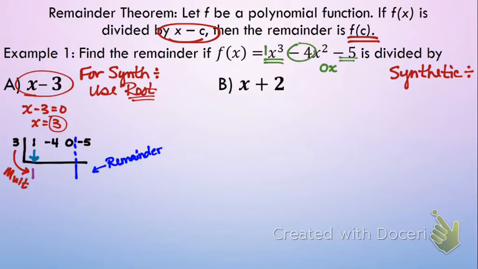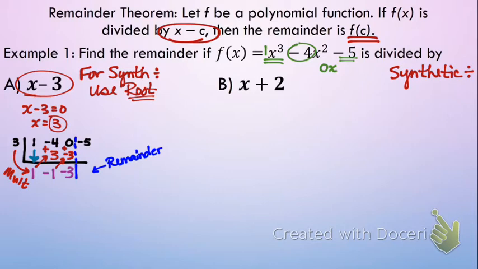Multiply your root to whatever's on the bottom, and we put the answer right here. So 3 times 1, I get 3, and then we add. -4 plus 3? -1. And then I take my root, and I multiply it to that newest number on the bottom. 3 times -1? -3. And then I add. 0 plus -3? -3.